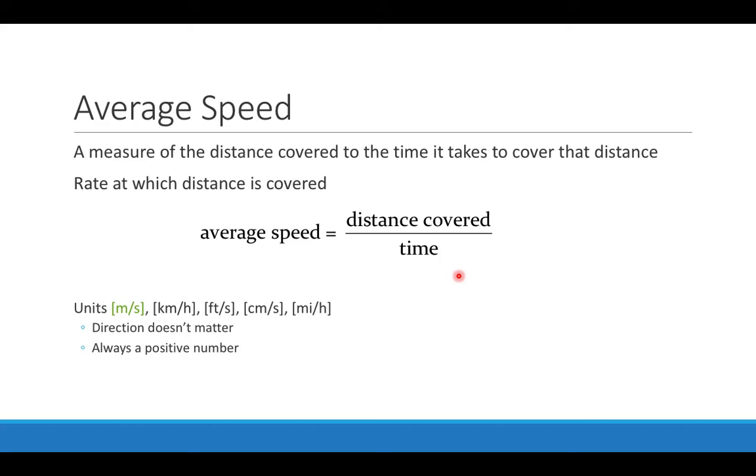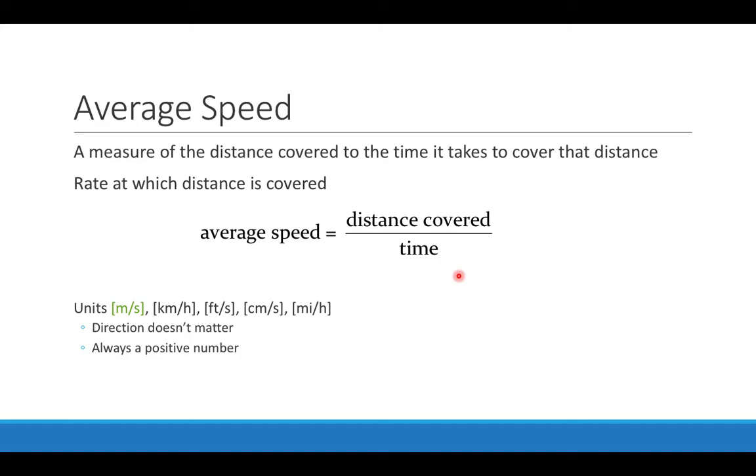So for example, suppose I took a trip and I go from my house and I decide to go to the beach, and I cover quite a lot of distance. So maybe it's 100 miles to the beach, and it takes me 2 hours to get there, right? So my average speed would be my distance covered, which is 100 miles in 2 hours, right? So 50 miles per hour, 100 miles over 2 hours. But that's just an average speed. So that doesn't mean that I'm always traveling 50 miles per hour.